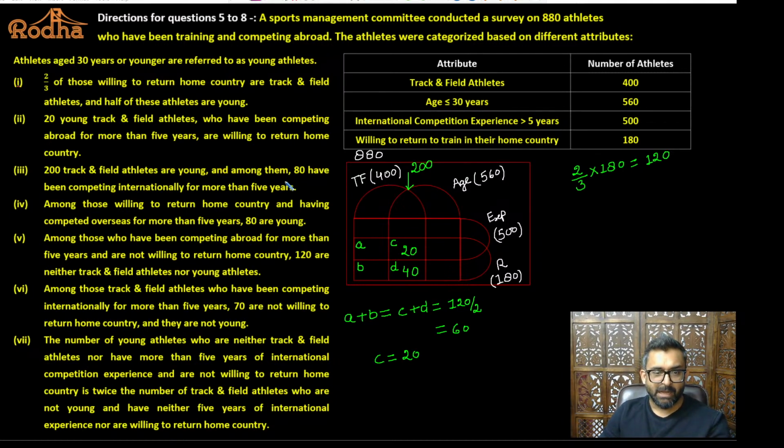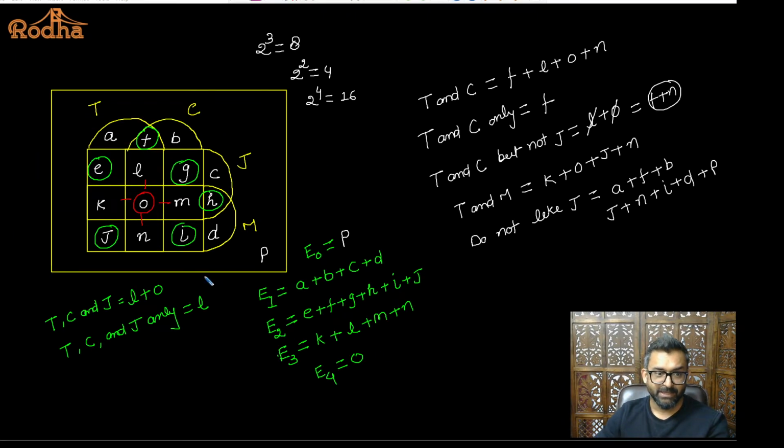Fine. Among them, 80 have been competing internationally for more than 5 years. That means, understand, the point is very important. 200 track and field athletes are young, and among them 80 have been competing internationally for more than 5 years. That means this is equal to 80. Not only this and this. This is what I just told you in the previous statement. The statement is talking about T, C and J, that is L plus O, and T, C, J only, that is L.